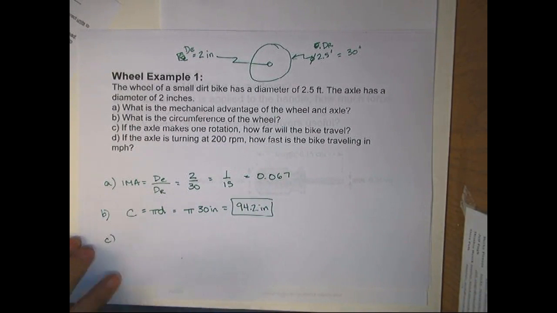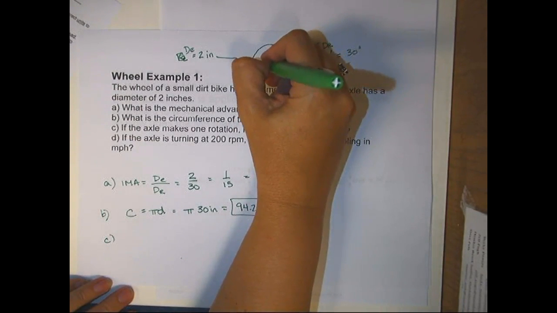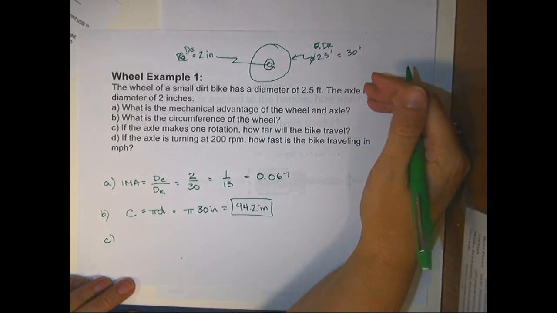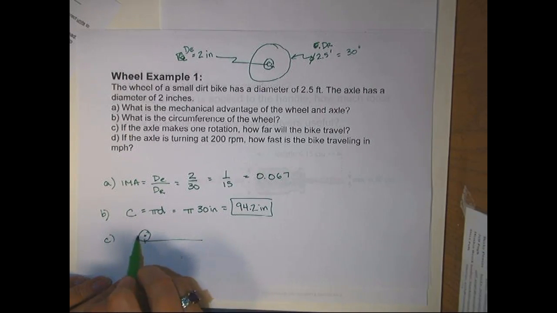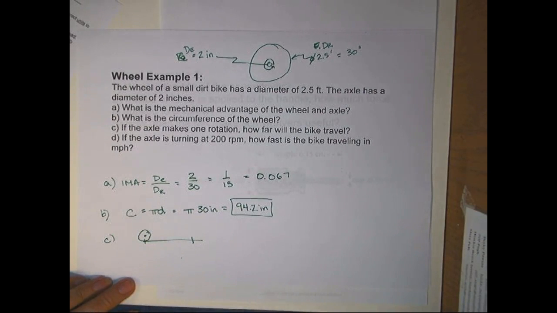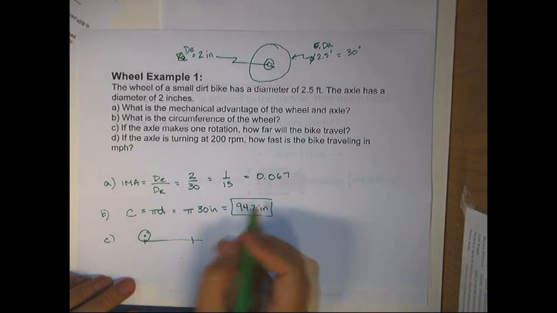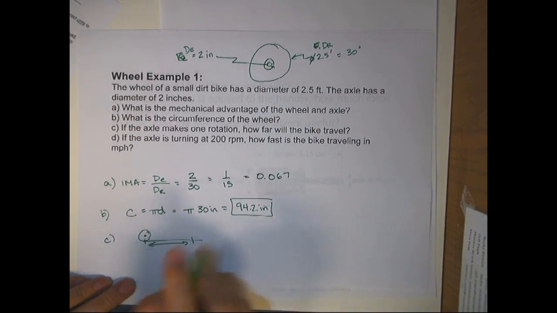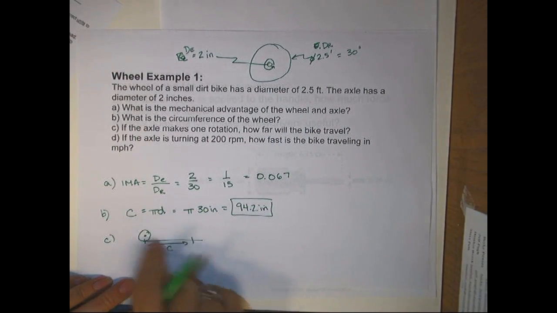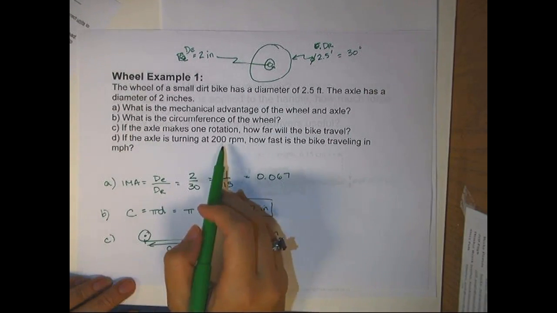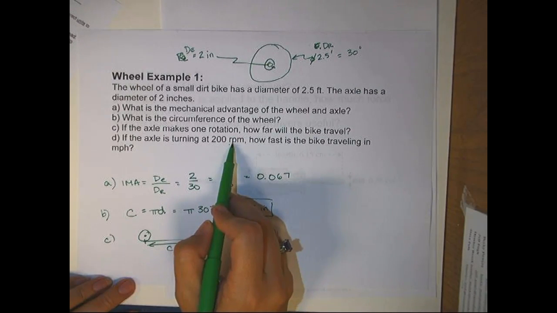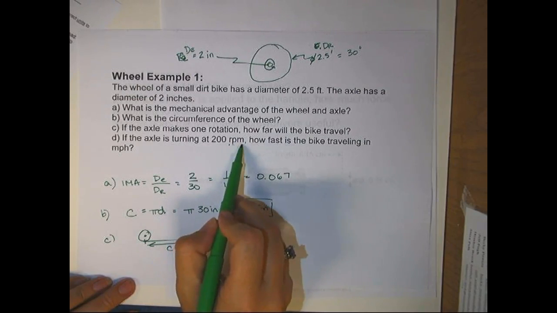Part C says, if the axle makes one rotation, meaning it goes around one time, how far has the bike traveled? Well, just think about it. If the axle goes once, the wheel goes once. By the time this thing rolls around one whole time, how far has it gone? It's literally gone the same distance as the circumference. So this distance in one rotation is the same as the circumference we just found. So it's 94.2 inches.